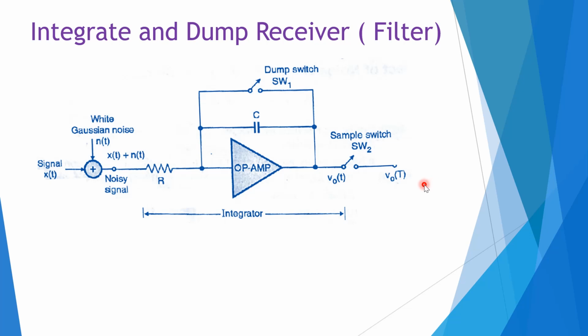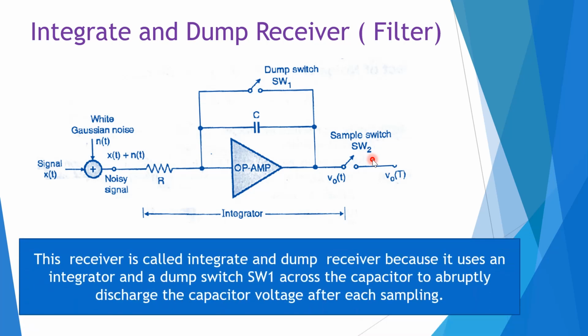Now, at the beginning of the next pulse duration, the switch SW2 is open circuited and SW1, that is the dump switch, will be closed to discharge the capacitor. Mathematically, we can see the output of the integrator as well as the output of the sample and hold circuit also. This receiver is called an integrator and dump receiver because it uses an integrator and a dump switch SW1 across the capacitor to abruptly discharge the capacitor voltage after each sampling.